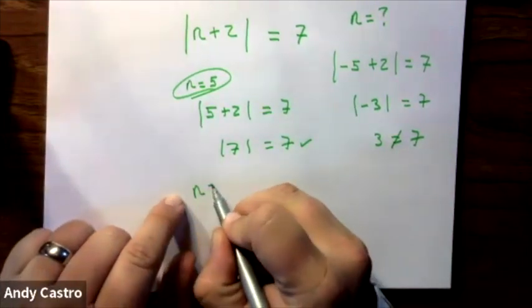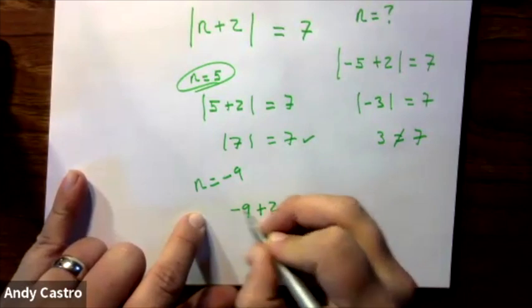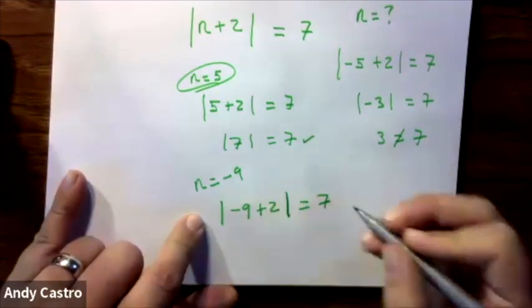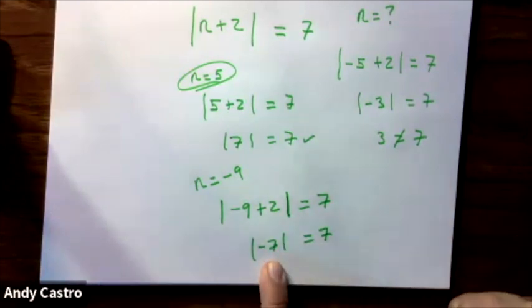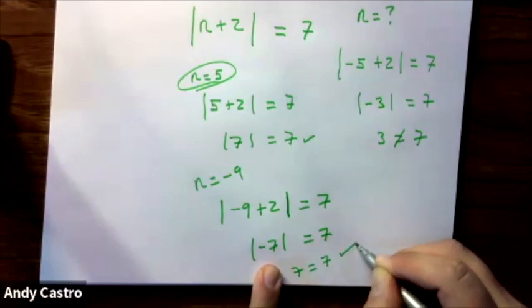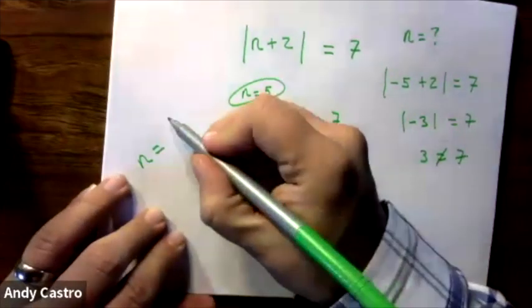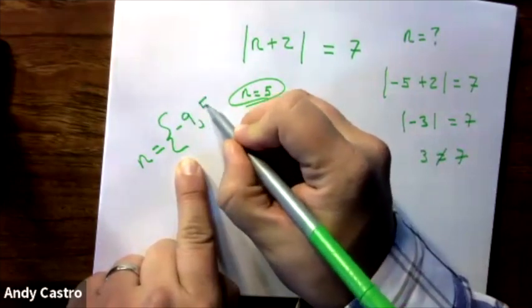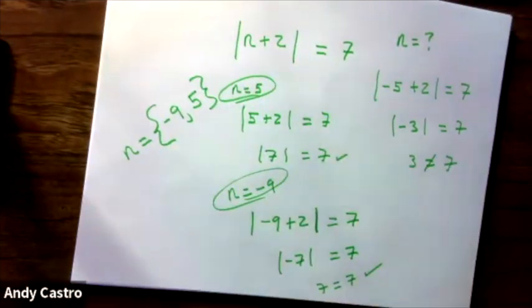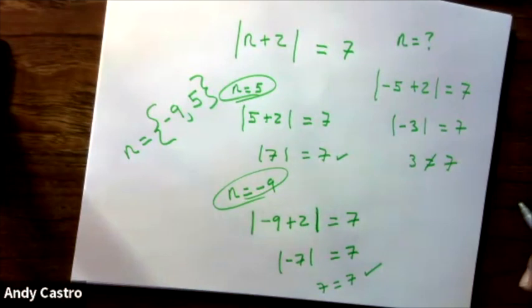All right, someone said -9. n can be -9. So if we put in -9, -9 plus 2 is -7, and the absolute value of -7 is 7. So that checks out. So my answer, n, is equal to, and again, we're going to use set notation, the squiggly brackets. It can be -9, comma, 5. That doesn't mean from -9 to 5. The squiggly brackets simply mean that it can be -9 or 5. Very good.